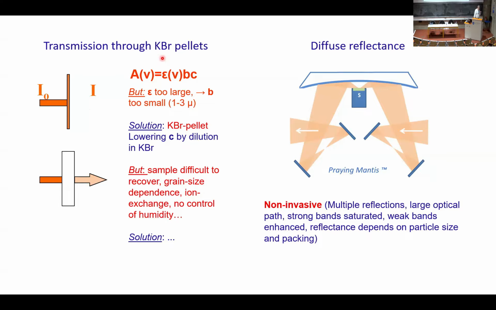The second problem is that KBr is an ionic solid and the cation is potassium, and under pressure, especially in the presence of water, it could ion exchange with your interlayer cations, if you have interlayer cations. So this is not a very good technique for studying smectites.